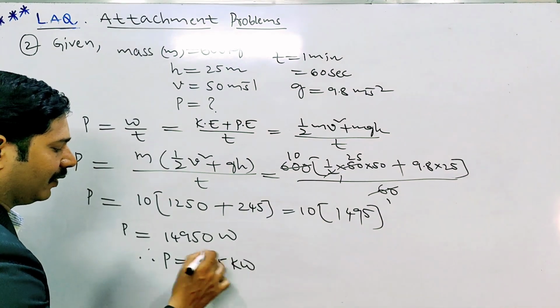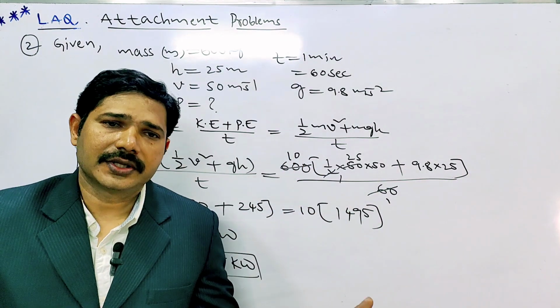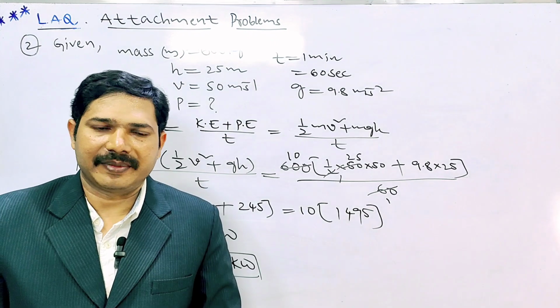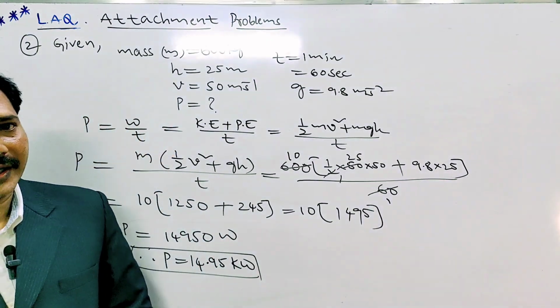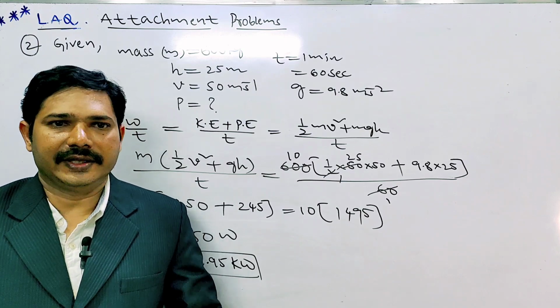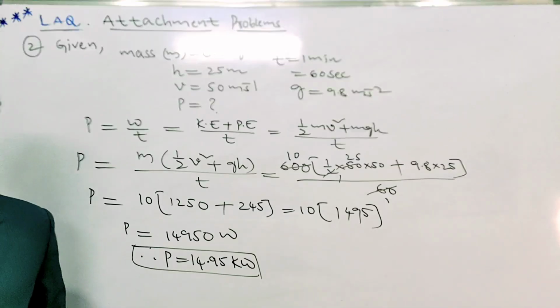14.95 kilowatts. Some materials take g value as 10, so that time they get 15 kilowatts, but this is the perfect answer. Why? Because g value is not given. We have to take 9.8 meters per second square only. If they give g as 10, then you can substitute. Okay, and next one we can check.